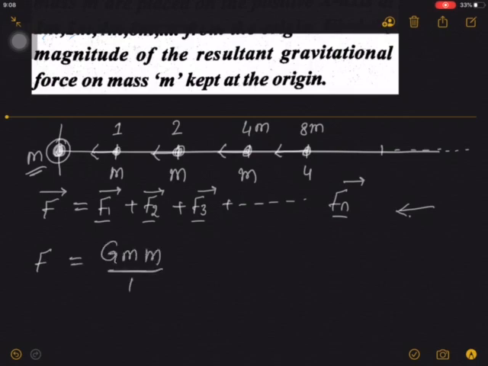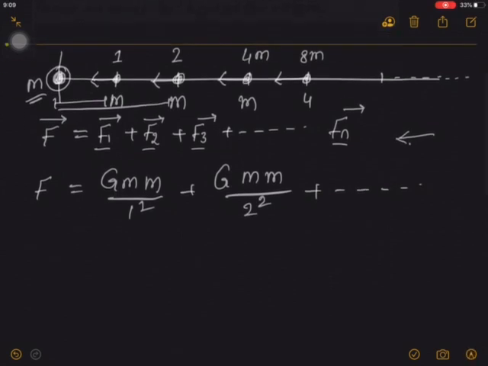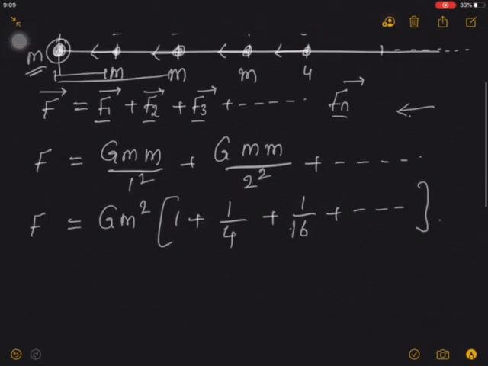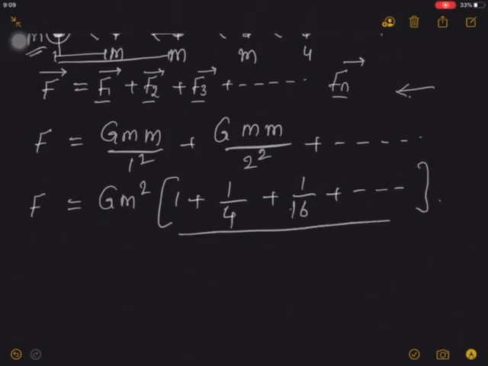So I am directly writing F is equal to G m by 1 square. The separation of the first one is 1, and the separation of the second one is 2, so G m by 2 square plus and so on. Adding these, G m square is common. You will get 1 plus 1 by 4, that is 1 by 2 square, next 1 by 4 square, that is 1 by 16, plus and so on.